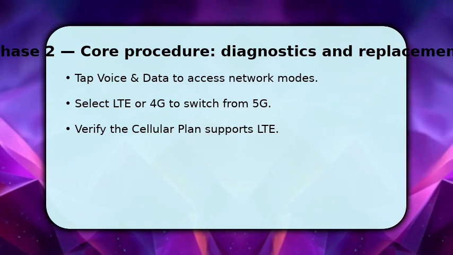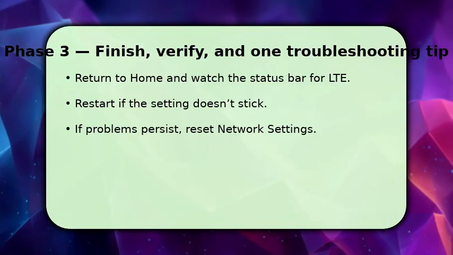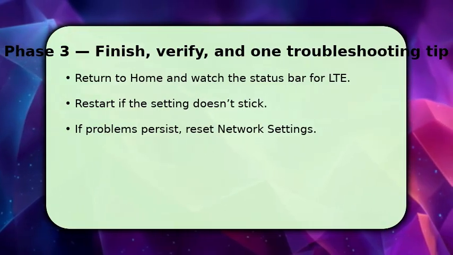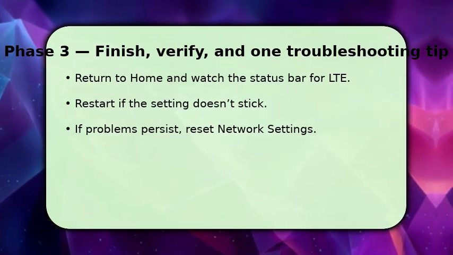Finally, return to the home screen and look at the status bar to confirm LTE appears. That's your proof it worked. If the phone still shows 5G, restart the iPhone. That often forces the carrier profile to apply.